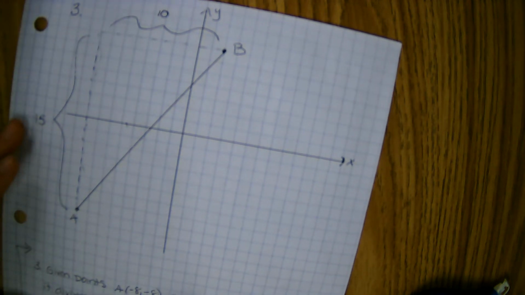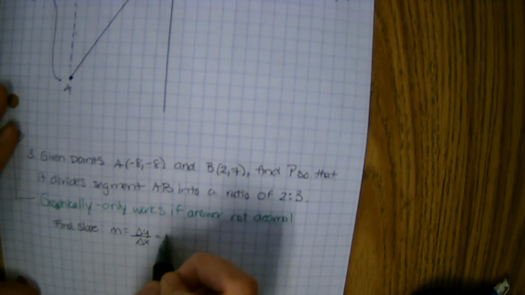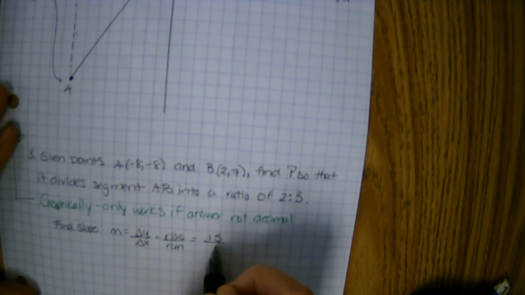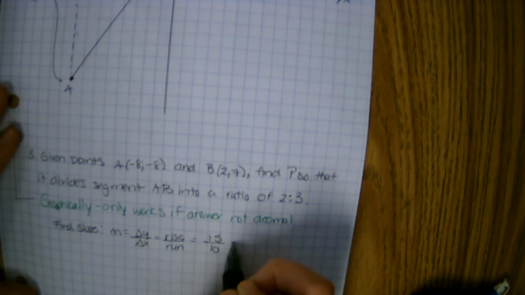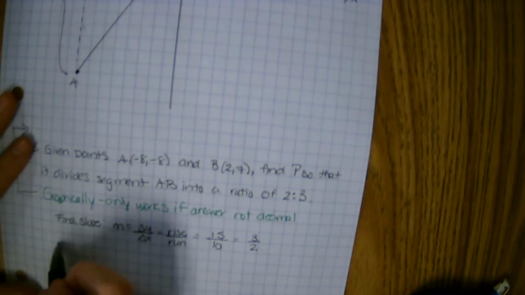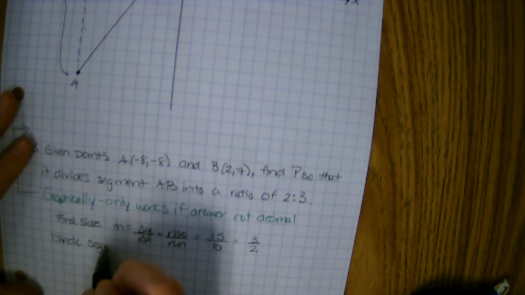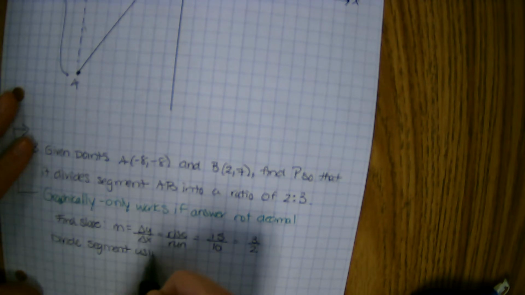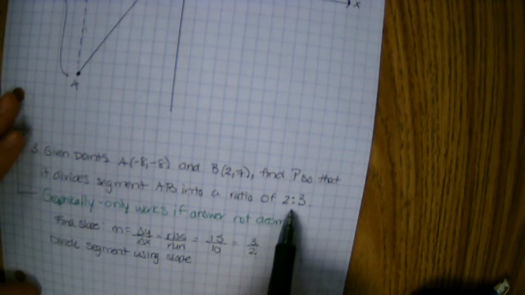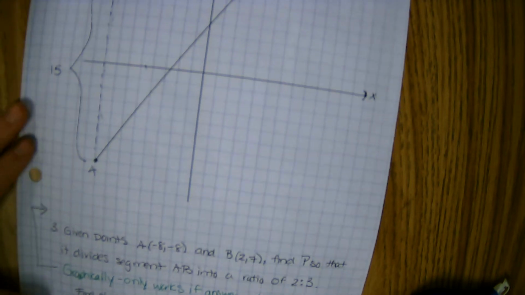So the slope is change in y over change in x, or rise over run. So that's 15 over 10. And we can reduce that to be 3 over 2. So now we're going to divide the segment using that slope into, and here we can tell we're dividing it into a ratio of 2:3. Let's actually start doing that and see how many pieces it divides into.